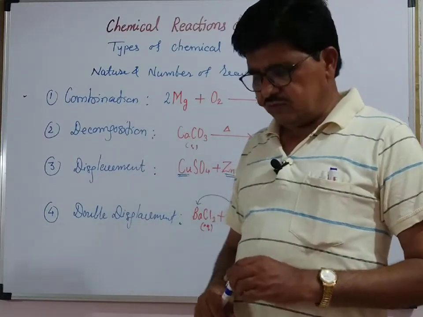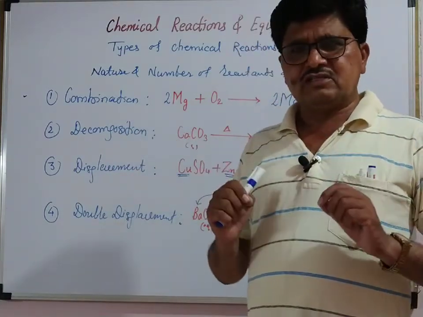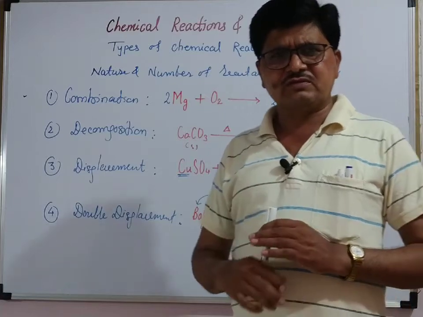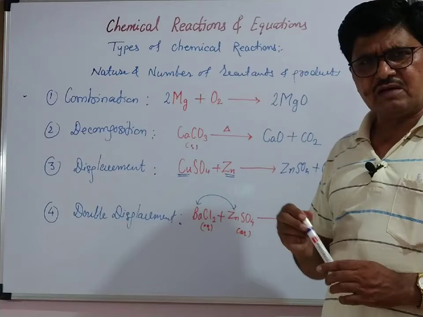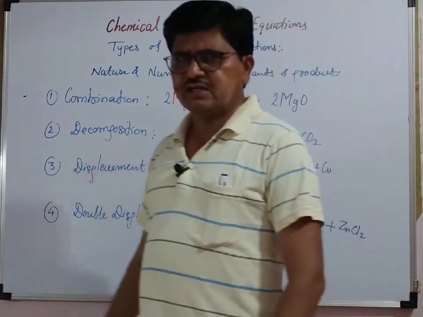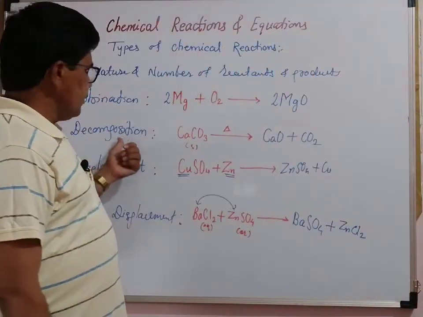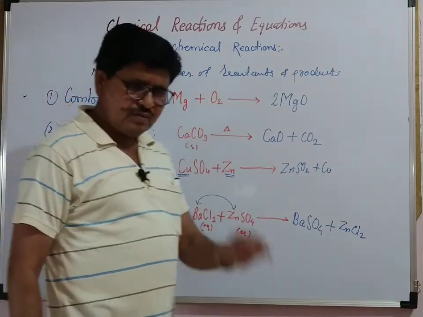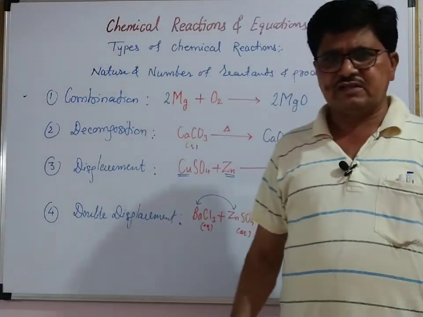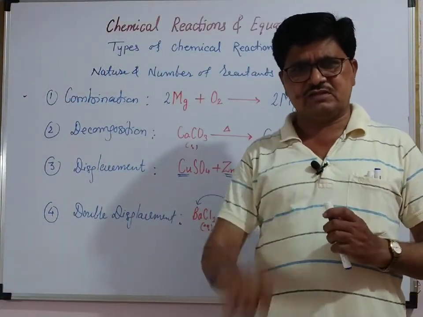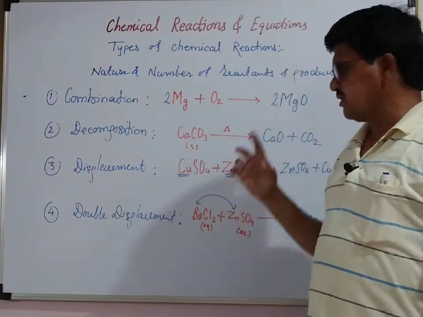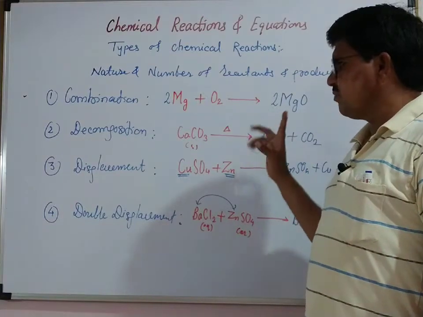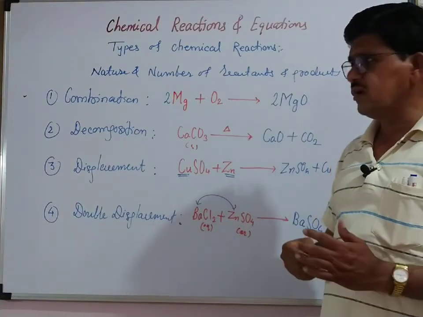That means, what do you mean by combination? A reaction in which two or more substances combine together to form a single product, that type of the chemical reaction is known as the combination reaction. Second is the decomposition reaction. A chemical reaction in which a single substance is converted into two or more substances, or two products, is known as the decomposition.